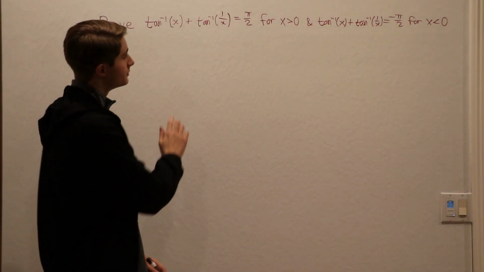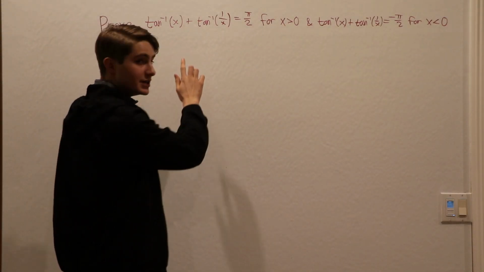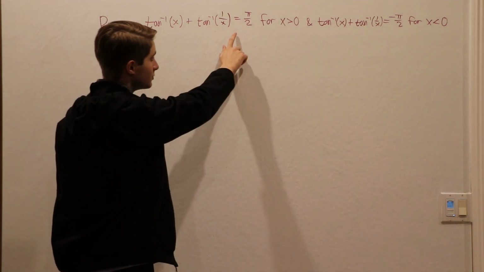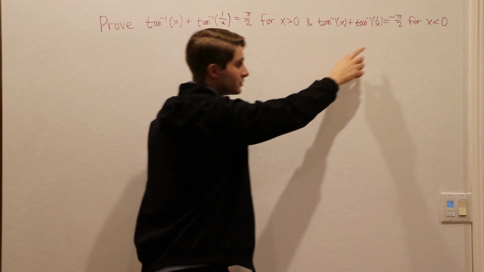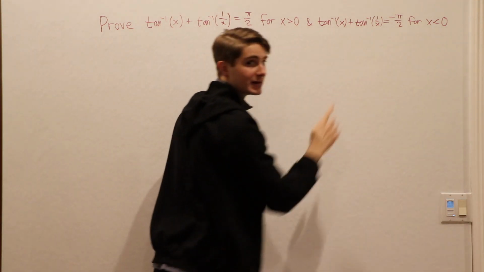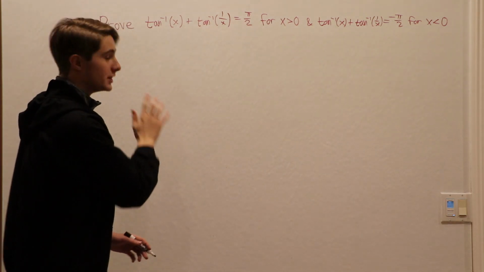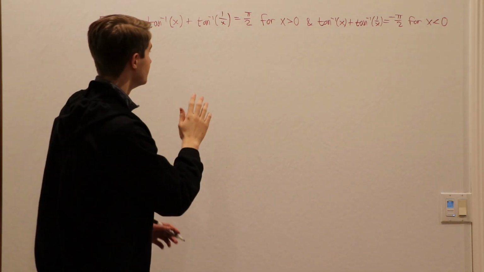Okay, we are going to prove that the inverse tangent of x plus the inverse tangent of 1 over x equals pi over 2 when x is greater than 0, and that it equals negative pi over 2 when x is less than 0. And the way we're going to do this is using an integral.